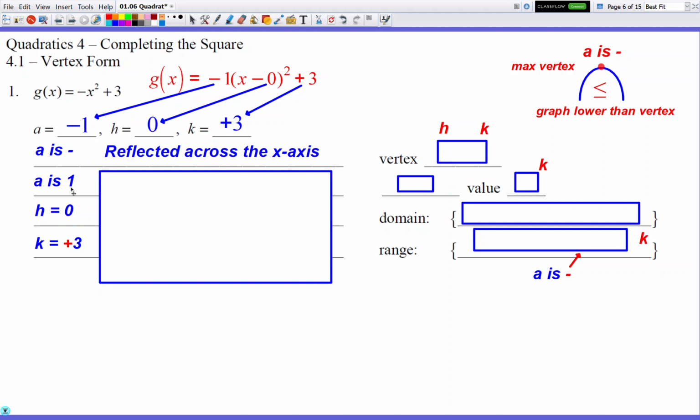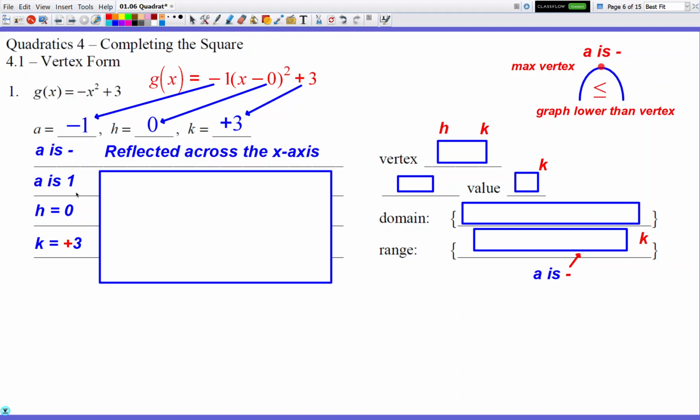So my A value is a 1. Ask yourself this question. If I were to multiply by 1, because that's what this A value does, it's going to be 1 times the parentheses. So I'm basically multiplying. If I multiply by 1, do you think numbers are going to get bigger? Do you think numbers are going to get smaller? Or do you think the number is going to stay the same?